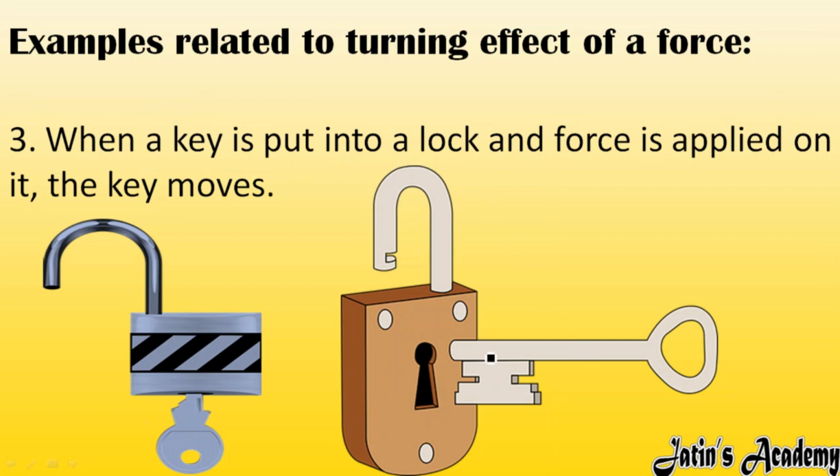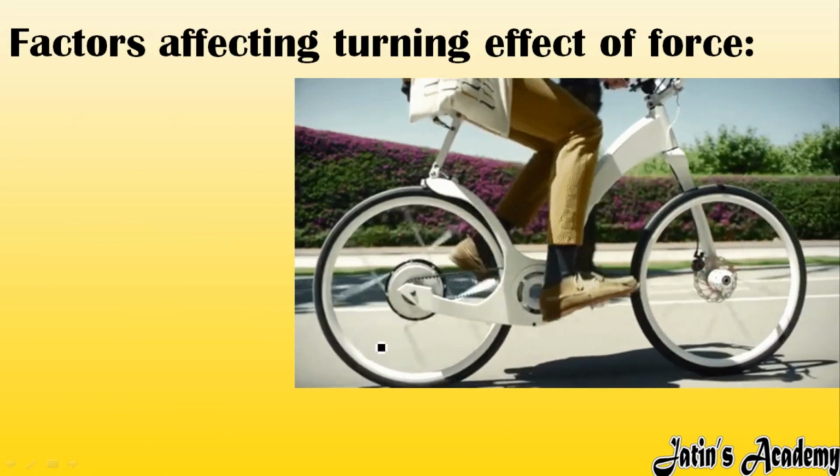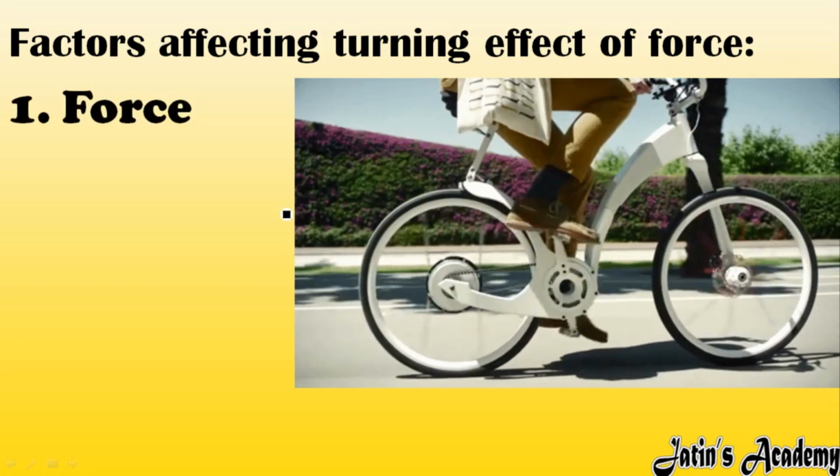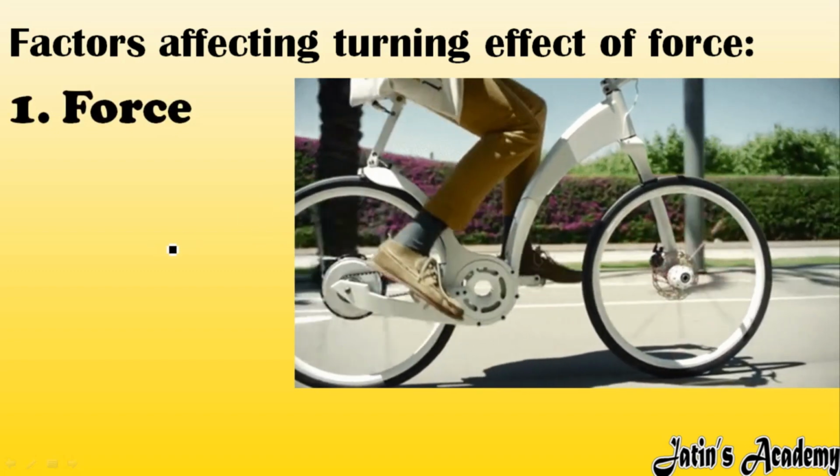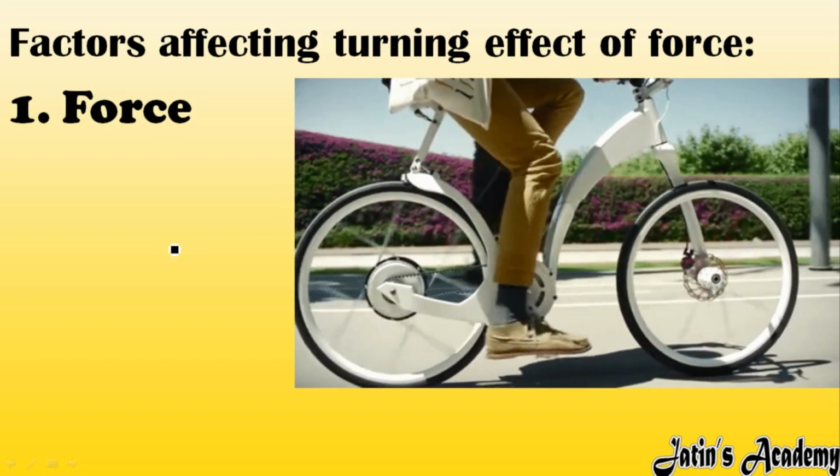When we put a key into a lock and apply force on the key, the key starts turning about a fixed point. This applied force makes an object start turning about the fixed point, and this is known as the turning effect of force. Next, we have factors affecting the turning effect of force. We have discussed what the turning effect of force is.